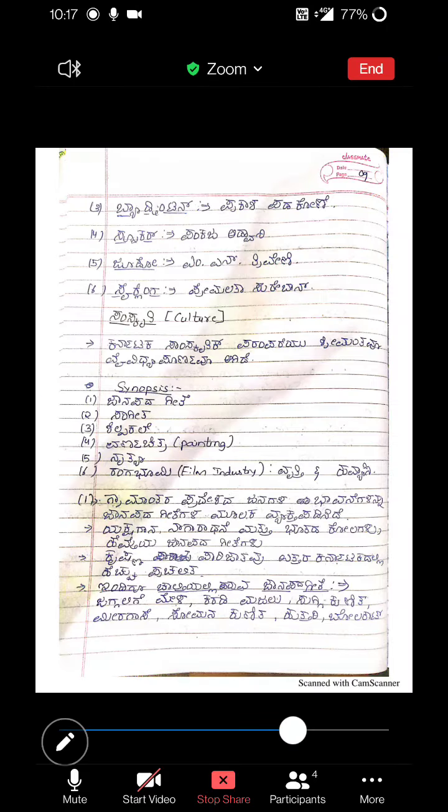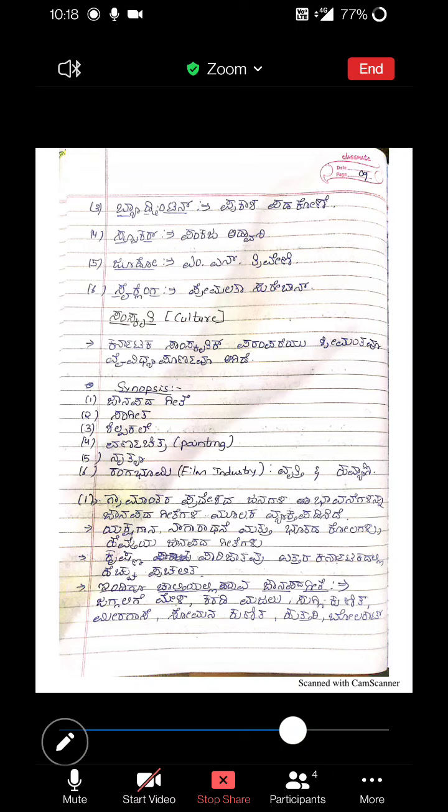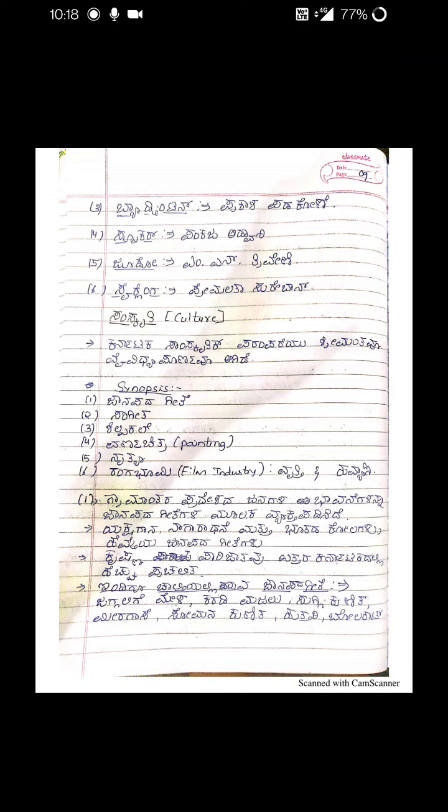Badminton from Karnataka, Prakash Padukone. Snooker from Karnataka, Pankaj Advani. Judo from Karnataka, M.N. Triveni. Cycling from Karnataka, Premlata Sureban. So mostly names are given. You have to remember mainly the main topics, like the underlined topics and the names under them.